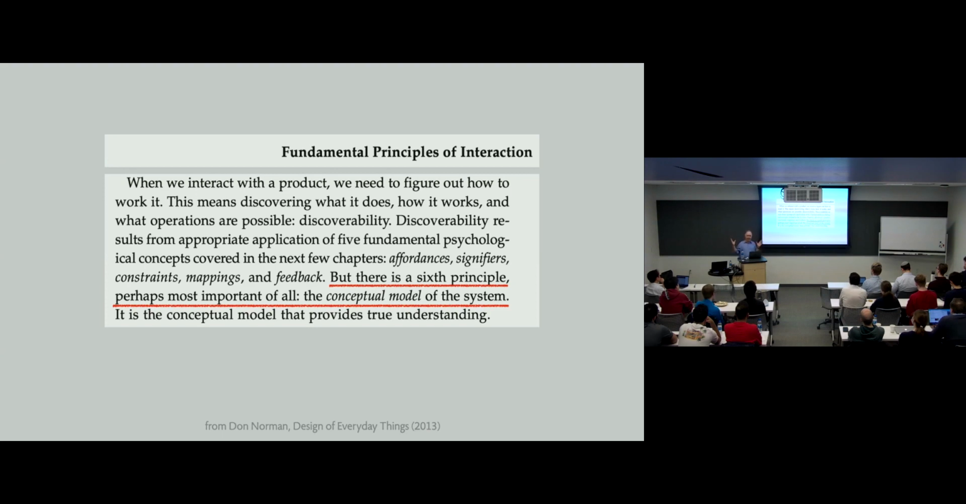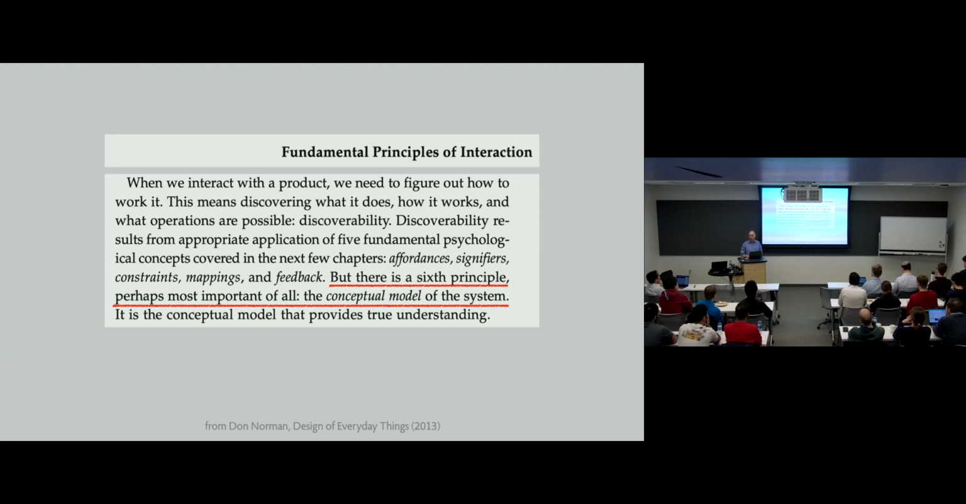Now, Don Norman in his book, in all his editions, summarizes the key points at the beginning. In the latest edition, he provides an outline of what the big ideas of the book are. And they're things we're familiar with, like the idea of affordances and constraints and mappings and so on. And then he says, but there's a sixth principle, perhaps most important of all, the conceptual model of the system. It's a little unclear why a model is a principle. And he says it's the conceptual model that provides true understanding. And I've been trying to make sense of what he meant by this.